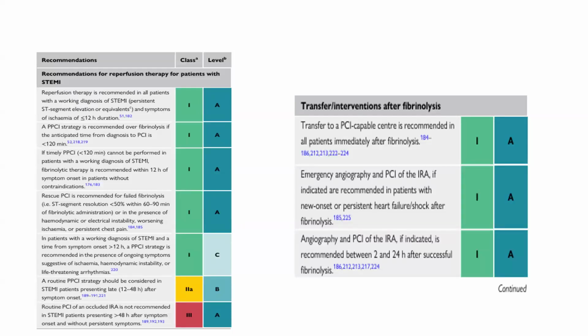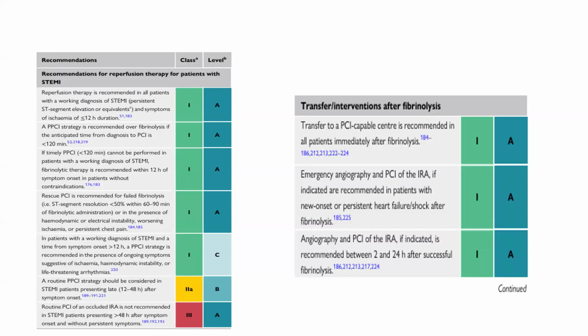PCI strategy is recommended over fibrinolysis if the anticipated time from diagnosis to PCI is less than 120 minutes. If timely PCI cannot be performed in a patient with a working diagnosis of STEMI, fibrinolytic therapy is recommended within 12 hours of symptoms. Rescue PCI is recommended for failed fibrinolysis, that is ST segment resolution less than 50% within 60 to 90 minutes of fibrinolytic administration, or in the presence of hemodynamic or electrical instability, worsening ischemia and persistent chest pain.